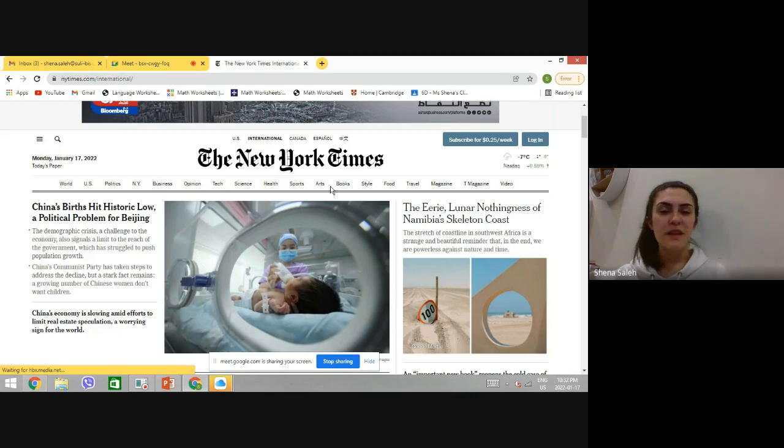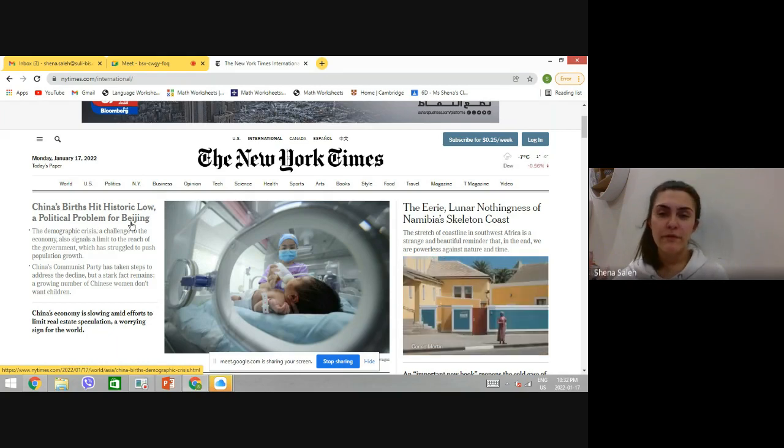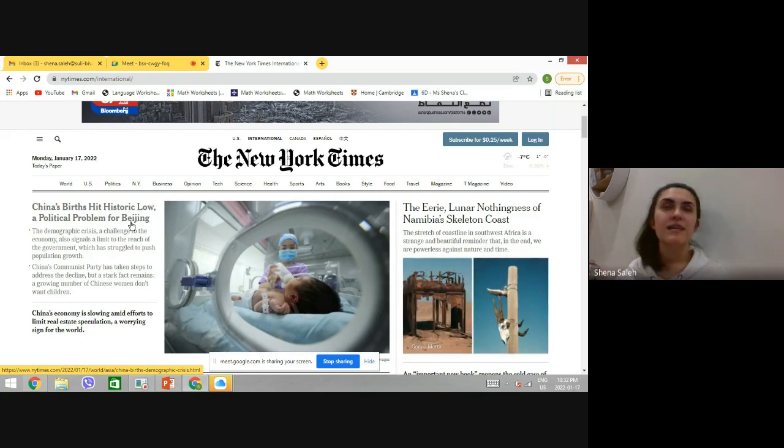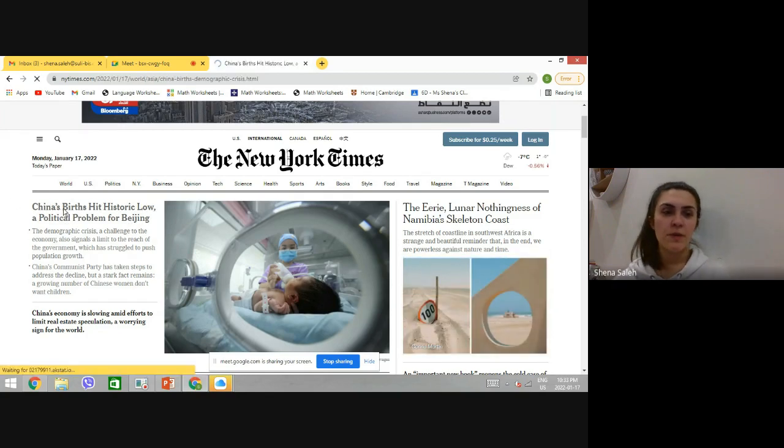Anyway, so now we can look at some articles here. So we've got "China's first hit historic low, political problem for Beijing." So China before, I don't know if you guys remember, but China had a child ban, so they wouldn't allow each couple to have more than one child. If you did, you would be fined. You had to pay. But now China's like, oh my God, we're at an all-time low for kids. Well, duh, China government, you guys banned it. But yeah, so let's look at this. All right, so we're going to open this article.